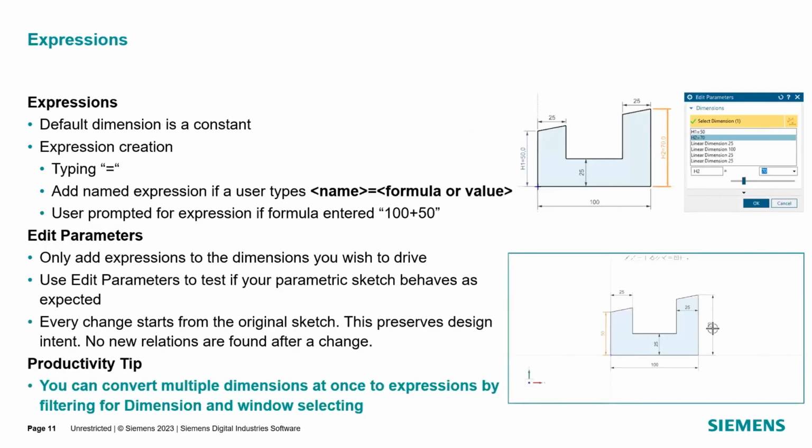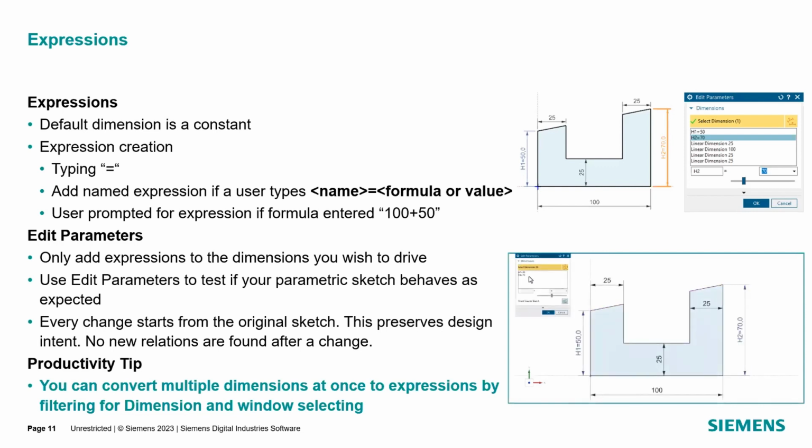So expressions. By default, when you put the dimensions on, they're just a constant. You'll notice that when I create them, it just puts the constant value, that's it, right? So you go in, you can edit that value. It goes in when you create that dimension. If you would like the expressions, then you can explicitly tell it, hey, I want an expression for that.